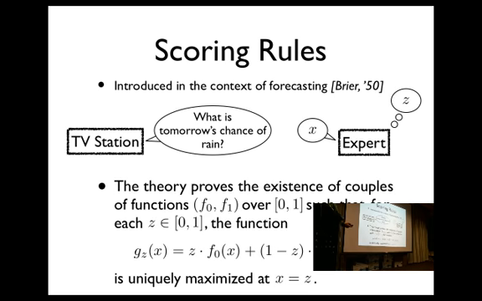Okay. And so this is a rich theory, but at a very basic level, what they show is that there exist couples of functions F0 and F1 over, say, 0, 1, such that for each Z between 0 and 1, the gain function of the expert is uniquely maximized at X equals Z. So the expert gets the largest amount of money if and only if he claims Z as X. So he doesn't lie. Okay. So how can we use this in our case? And so the expert would say Z.